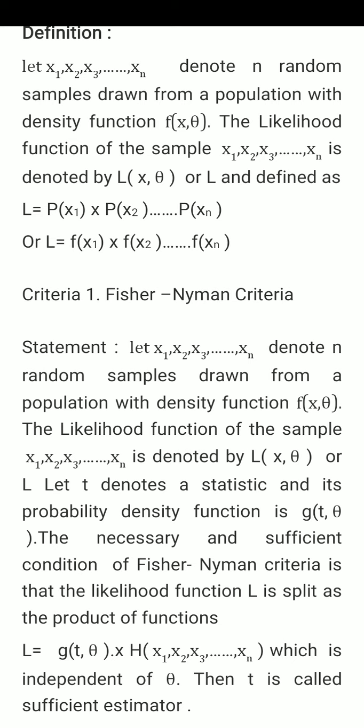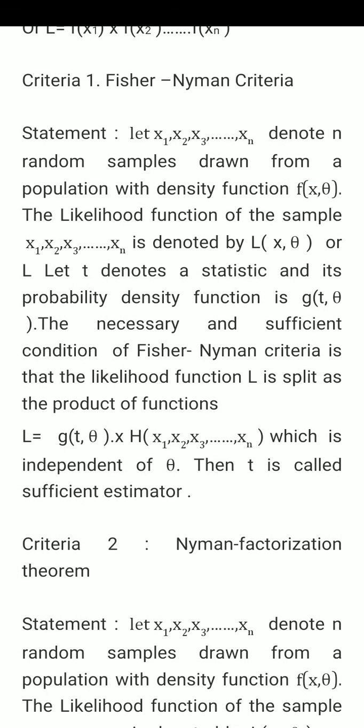n random samples drawn from a population with the density function f of x comma theta. The likelihood function of the sample x1, x2, ..., xn is denoted by L of x comma theta, or simply L. Let t be a statistic whose probability density function is g of t comma theta. Then the necessary and sufficient condition of the Fisher-Neyman criterion is that the likelihood function is split as the product of functions, L is equal to g of t comma theta into h of x1 comma x2, ..., xn, which is independent of theta.